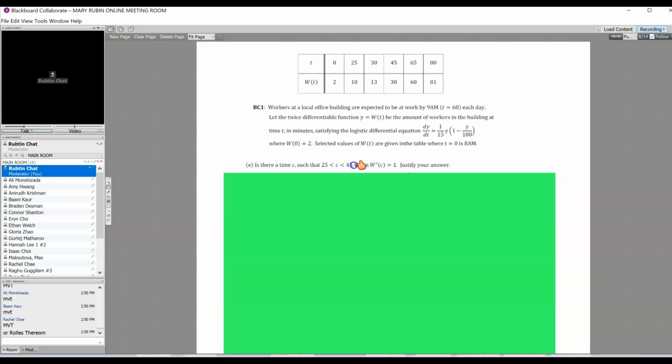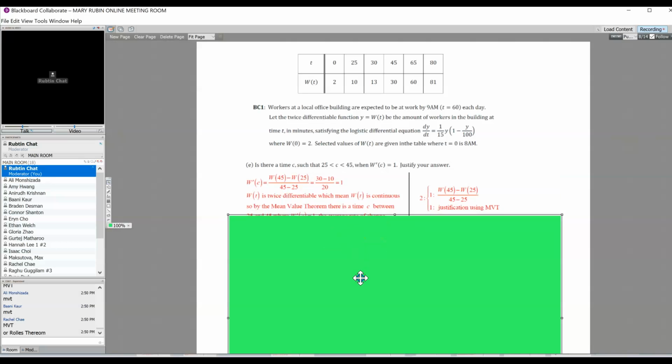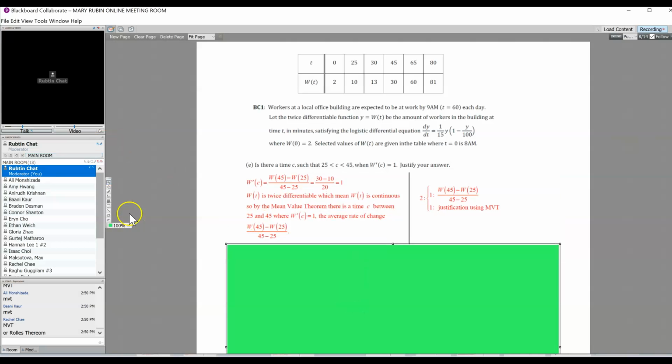So if you find the slope on this interval, and that's equal to 1, then there has to be some place, given the fact that this is a twice differentiable function. And that's important because differentiability is required for mean value theorem. And the twice differentiable is important for the next part. Anyway, so there you go.